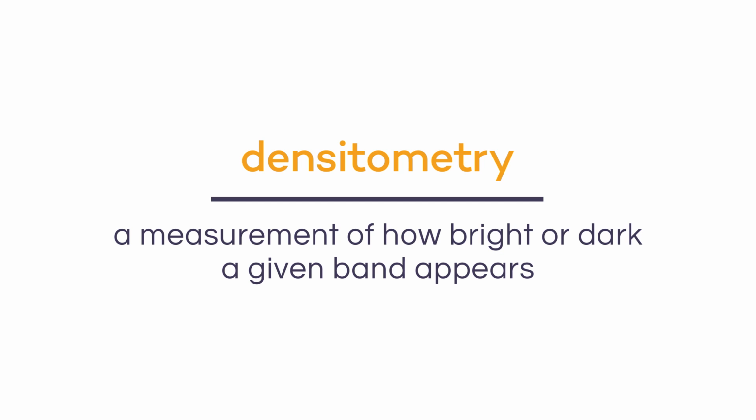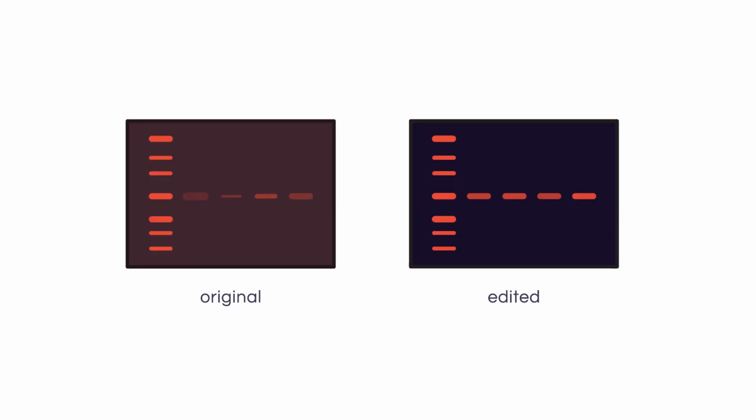Some types of software can modify the images in other ways. Some programs have quantification tools that work based on the actual appearance of the image, rather than quantifying the signal values directly from the detector. This is because they rely on a technique called densitometry, which is a measurement of how bright or dark a given band appears on the computer screen. If you were to apply a change to the brightness or contrast of your image in these types of software, and then quantify a band, the resulting value would be different to what you would have seen in the original image.